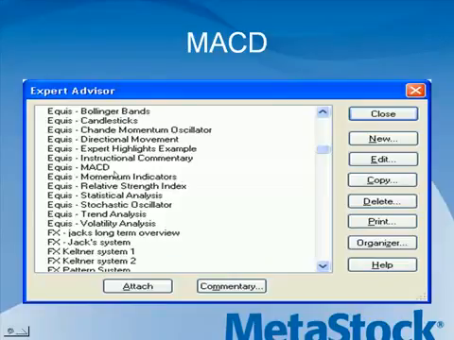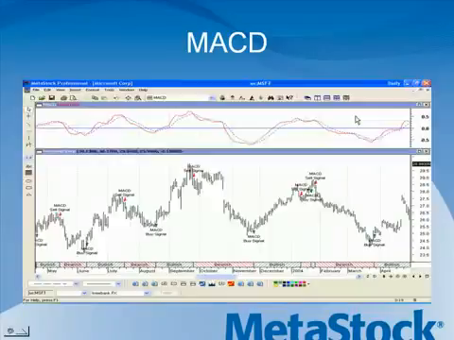Equus-MACD. And to attach it to your chart, just click on the Attach button here at the bottom and then close the dialog. And when you do that, you'll see that the Expert Advisor will be attached to your chart, giving you the buy and sell signals right on your chart of where the indicator crossed. It'll be designated there. And in addition to that, you'll also have what's called a ribbon down at the bottom of your chart, also helping to indicate bullish and bearish times.